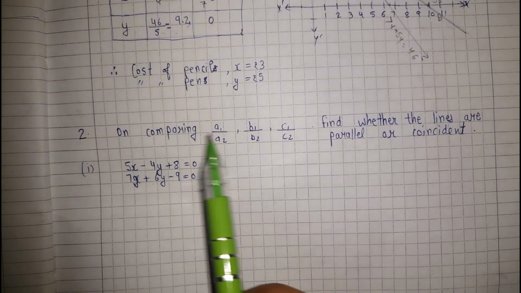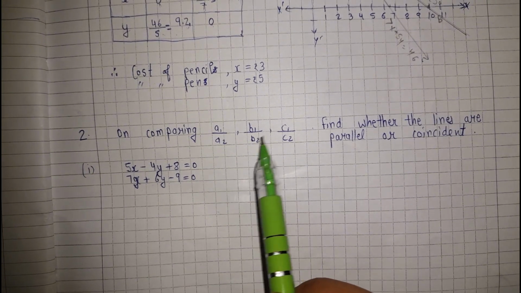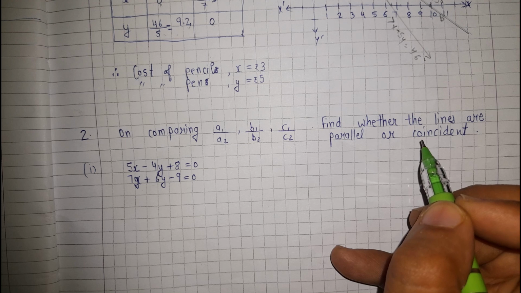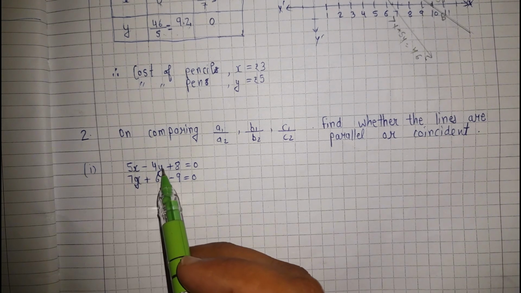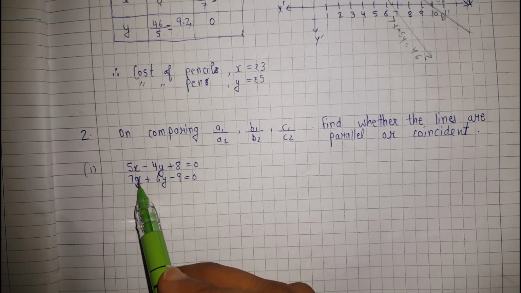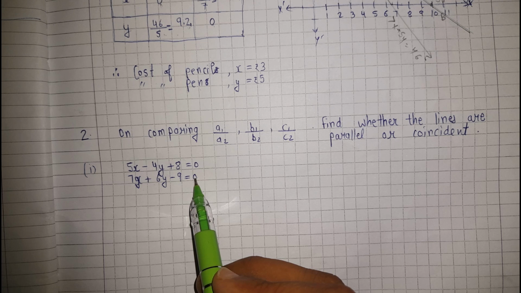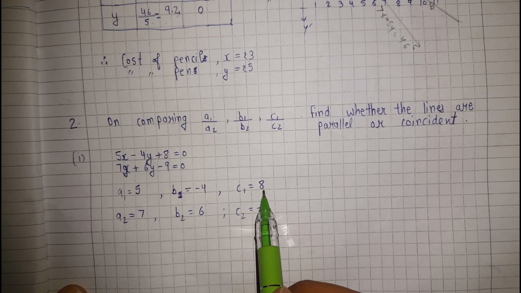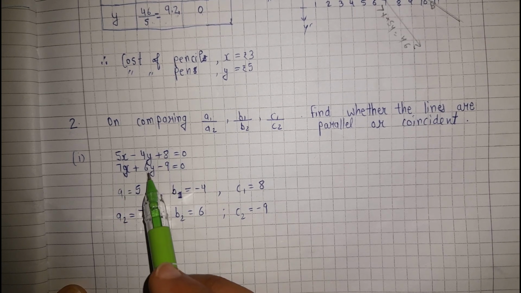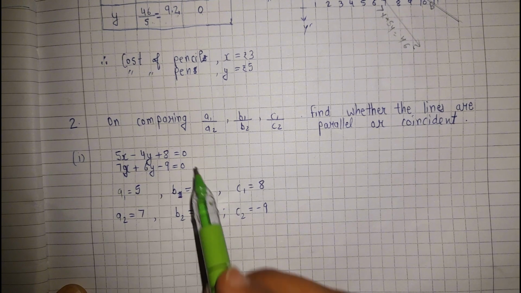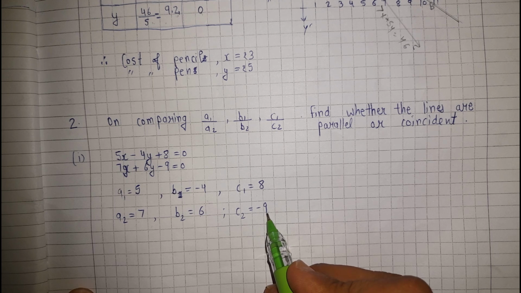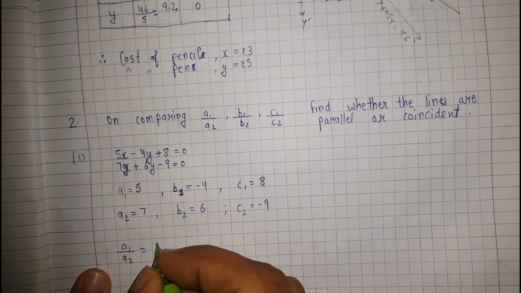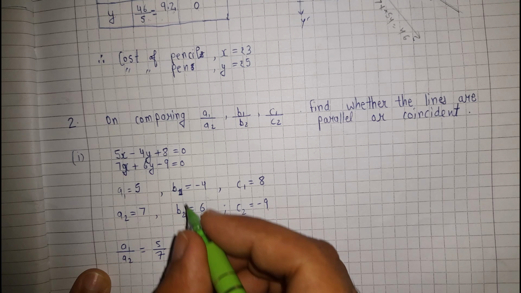Number 2, on comparing A1 upon A2, B1 upon B2, C1 upon C2, find whether the lines are parallel or coincident. First part, 5x minus 4y plus 8 is equal to 0, 7x plus 6y minus 9 is equal to 0. Here A1 is 5, B1 is minus 4, C1 is 8, A2 is 7, B2 is 6 and C2 is minus 9.